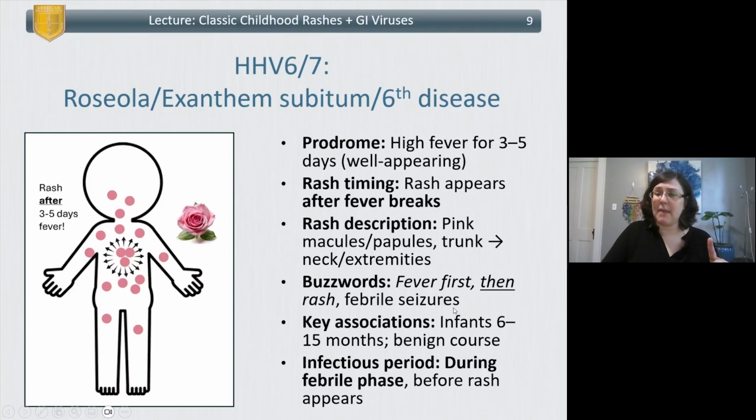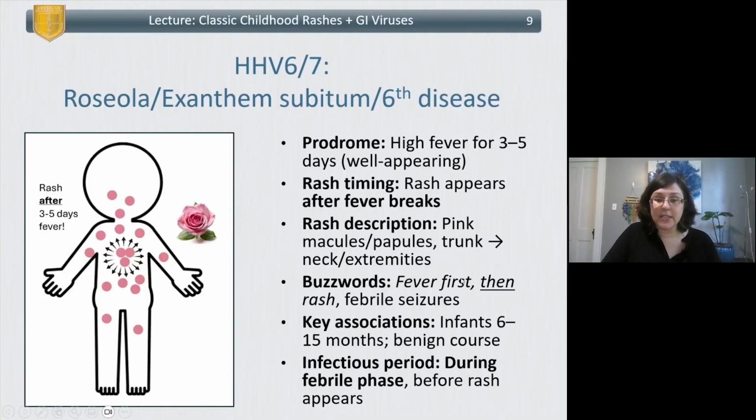If you have a question stem that says this kid came in because they have a rash all over their body, the last few days they had fevers of 102, 103, but now they're completely afebrile. That is HHV 6 or 7 or Roseola.